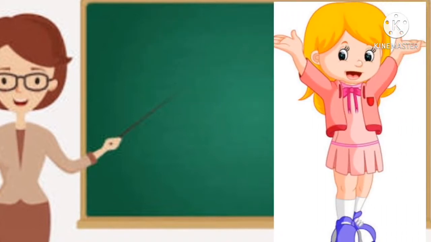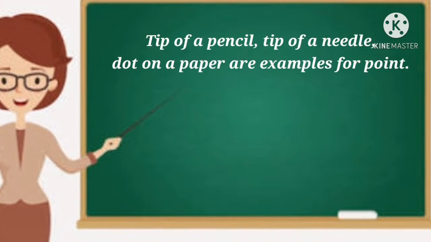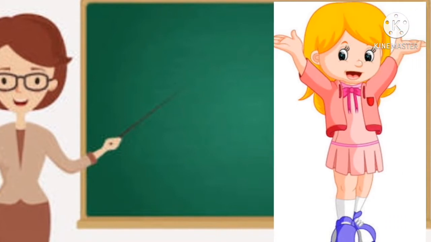What is a point, ma'am? A point is an exact location or position. It is denoted by a dot. Tip of a pencil, tip of a needle, dot on a paper are examples for points. Now read this: dot A, dot M. I know. We read it as point A and point M. Now we know, ma'am, points are dots.